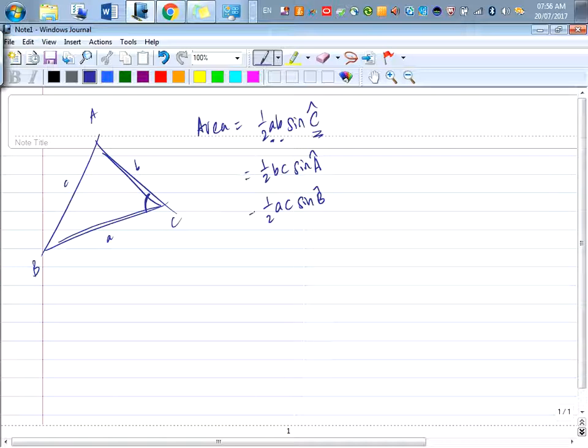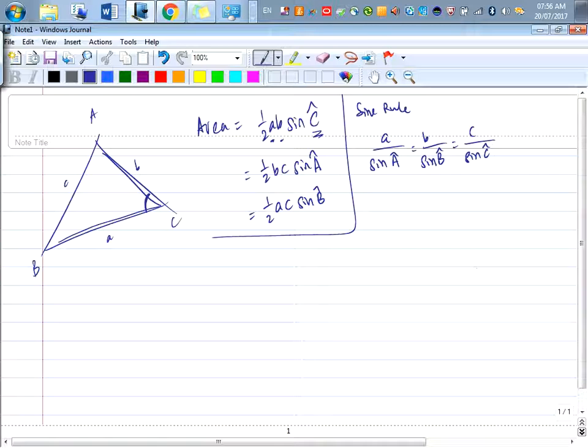Okay, all these will give you the same area, the same answer, because the triangle doesn't change. So that is for area. Then we have our sine rule. Okay, so we have a over sine A equals b over sine B equals c over sine C.